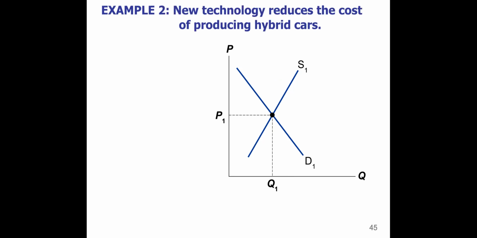Here's a different example. We're still in the market for hybrid cars, and this time it tells us that there's a new technology that reduces the cost of producing hybrid cars. So does that affect the supply or the demand? Hopefully you said supply. Supply is about producing cars. So this is going to be a supply shifter. If the technology lowers the cost of producing cars, is that going to increase or decrease the supply of hybrids?